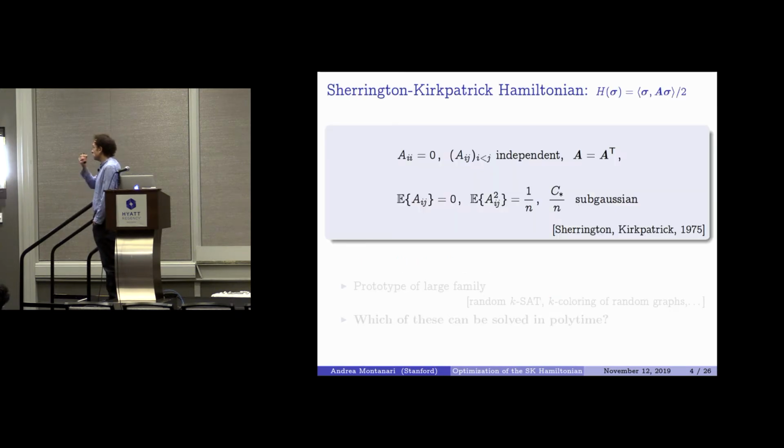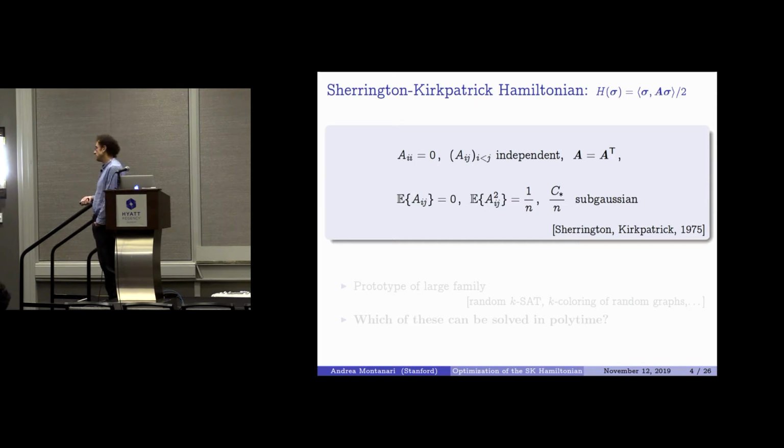So the simplest model in this class is the Sherrington-Kirkpatrick model, and it's just a specific distribution over matrices A. I'll take A to be a symmetric matrix with entries above the diagonal independent, not necessarily IID, and mean 0. The variance is just a matter of scaling. I set it to be 1 over n, and I assume them to be C over n sub-Gaussian. So entries are of order 1 over square root of n, 0 mean, and they have good tails.